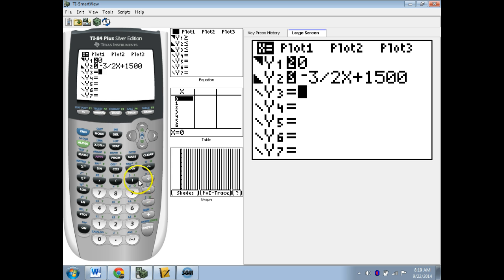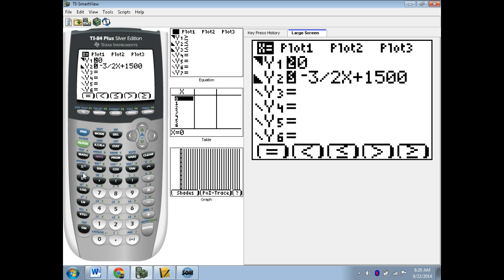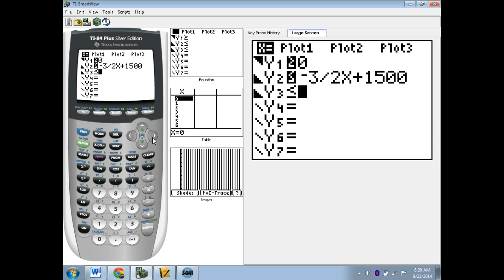And then the next one, x plus 2y is less than or equal to 1,200. That becomes y is less than or equal to negative 1/2 x plus 600. So we're going to hit, again, less than or equal to. So alpha, then the button underneath the less than or equal to, and then we're going to right arrow. And then we're going to have negative 1/2 x plus 600.